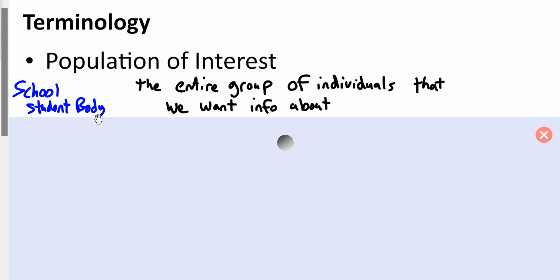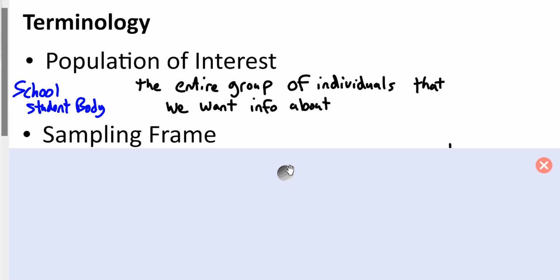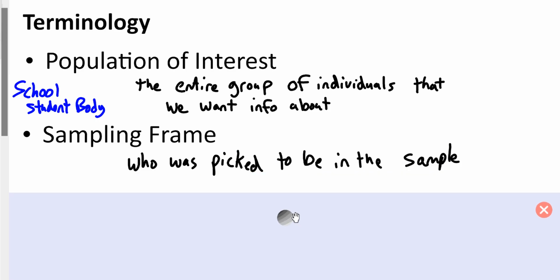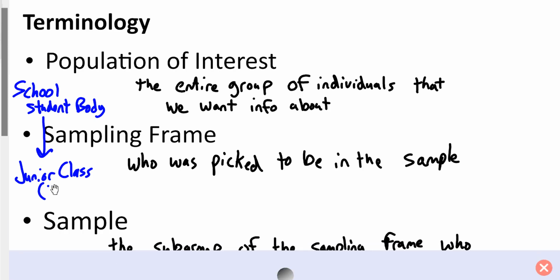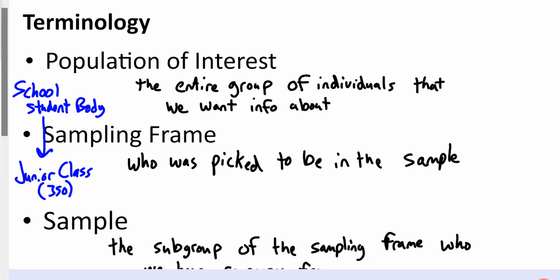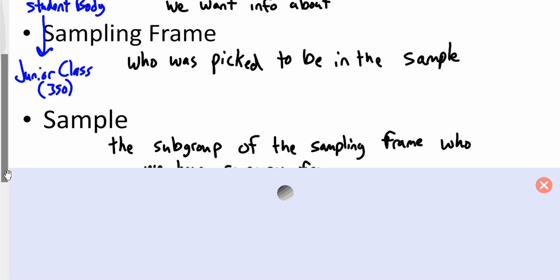So I'm going to narrow it down to my sampling frame. A sampling frame is basically what group I'm picking to sample. Let's just say I'm picking the junior class. From the junior class, I give out this survey to everybody, and I get a certain number of responses. So let's just say junior class, 350 students. I get the sample from my data, and only 200 of those people responded.